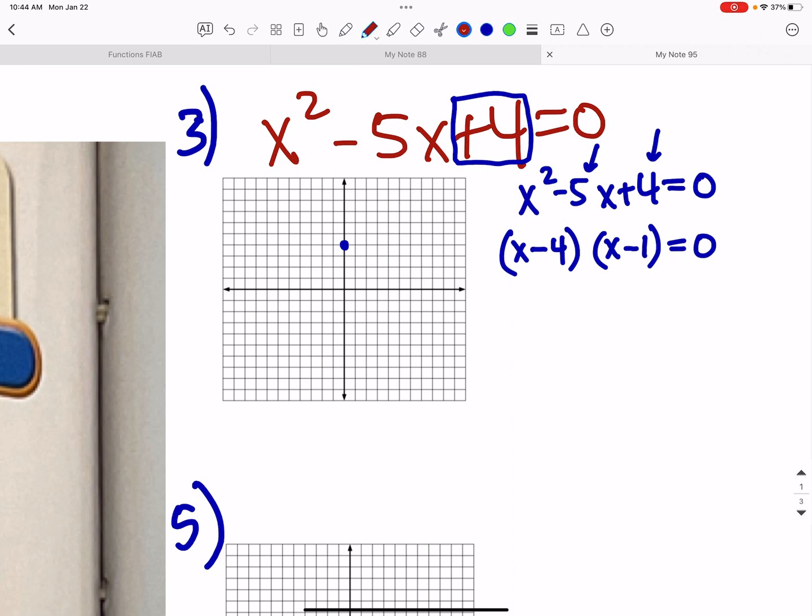If I plug in 4 into this, this would be 0 times negative 3. If I plugged in 4 right here, that would be 0. So the whole equation would equal 0. So yeah, 4 does equal 0. That's where 4, 0 is right there on the graph. If I plug in positive 1, that makes this side 0. So 0 times anything is 0. So 1 will make this equation 0. So that's right there. Okay, so now I've got some points.